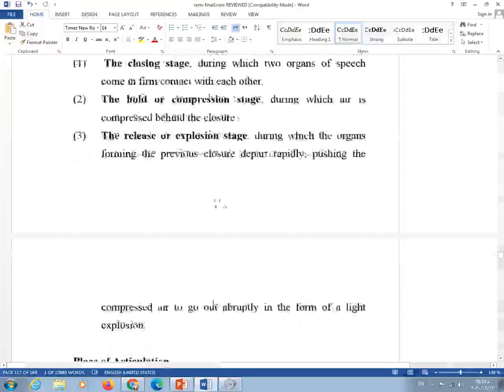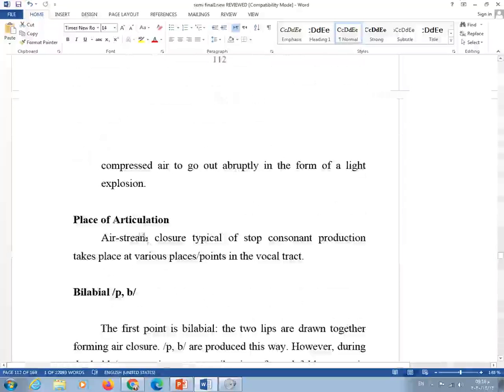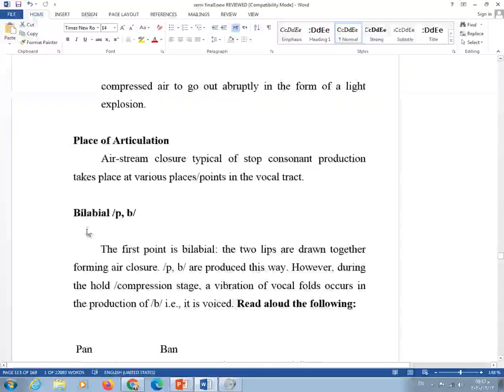Place of articulation, امتى بقى بيحصل الاير ستريم closure؟ طب بيحصل اغلاق مجرى الهواء ده فين؟ قالك in 3 important points, places, يعني في 3 اماكن. Number 1, bilabial, p and b, as in, and this is the first point of closure, ودي بتحصل عن طريق the two lips, الشفتين, they get drawn together forming air closure. Bah are produced this way.